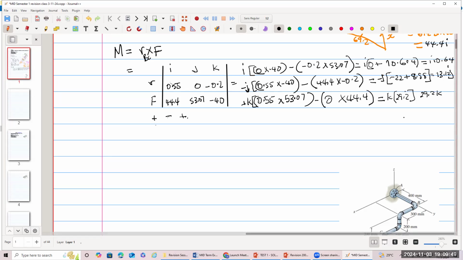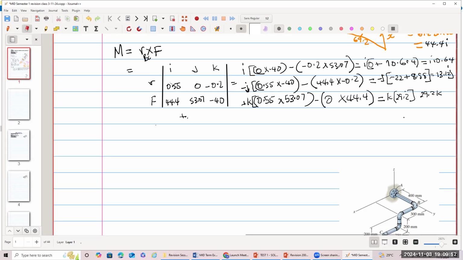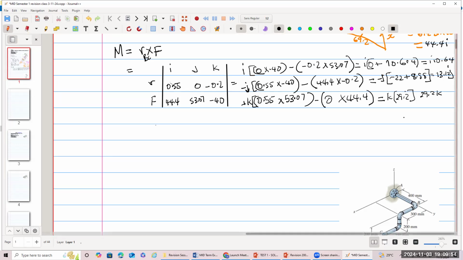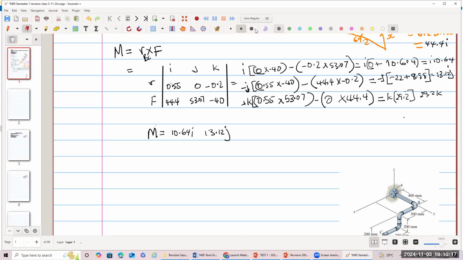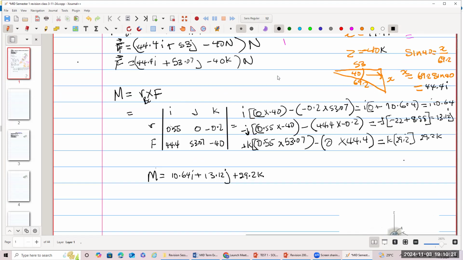So 29.2k. Therefore, let me clean this up now. The moment answer is 10.64i plus 13.12j, right? Let me fix that, it looked like a minus there. I don't want anybody mistaking it for a minus, including myself. Plus 29.2k. So that is fine for the moment.